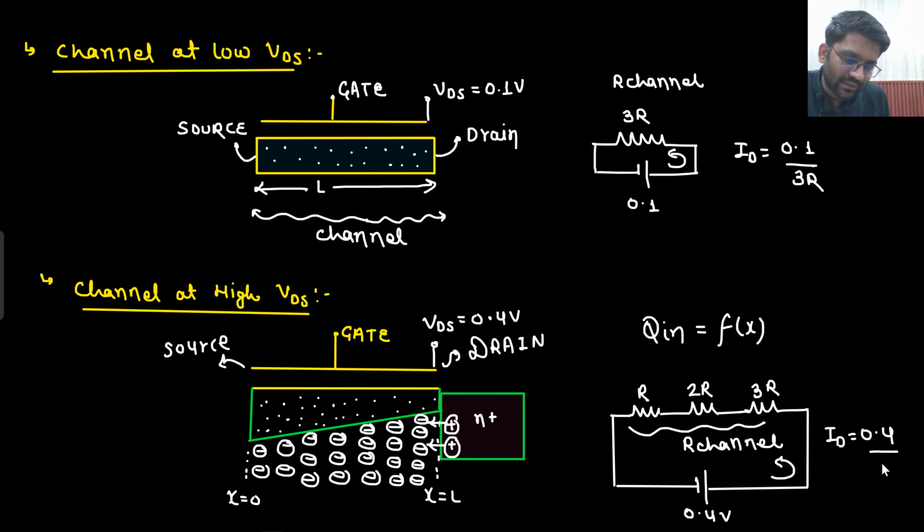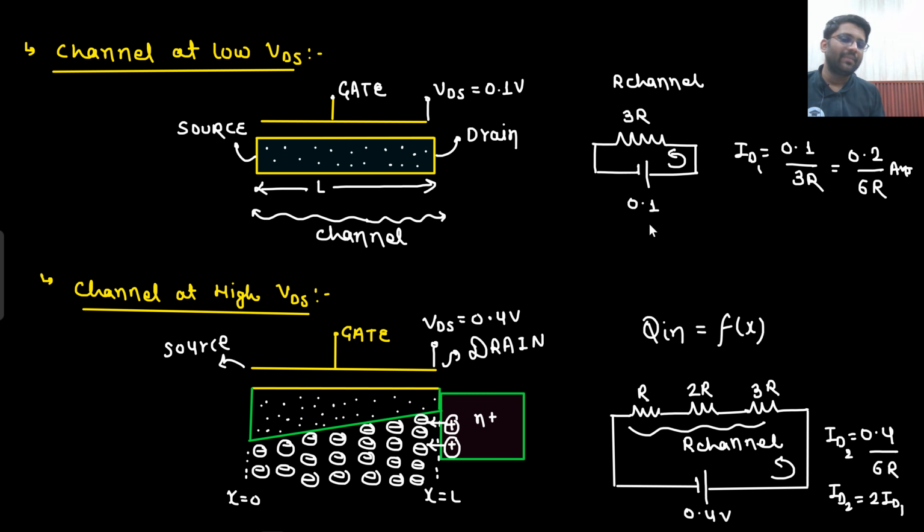0.4 by 6R. This is the current you are getting. How can you write down this current? Sir, this current is 0.2 by 6R. Right? This was your current here, 0.2 by 6R. Here the current has become double. This is your ID1, this is your ID2. So your ID2 is double of ID1.